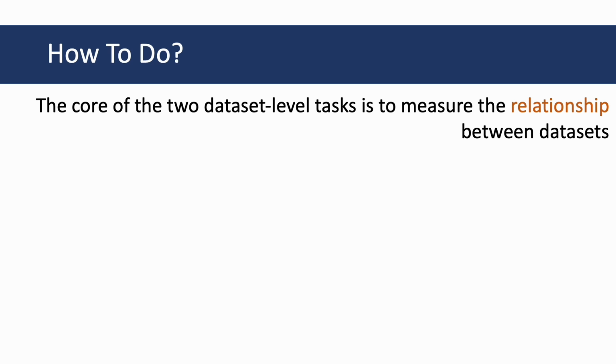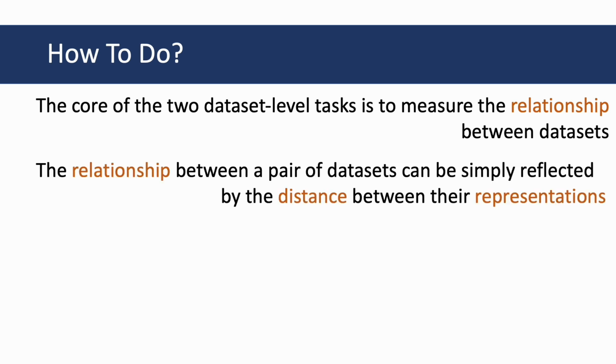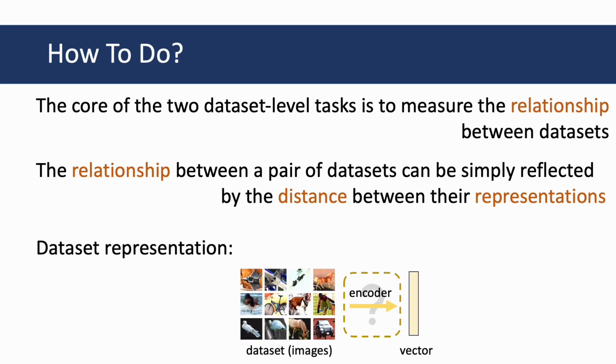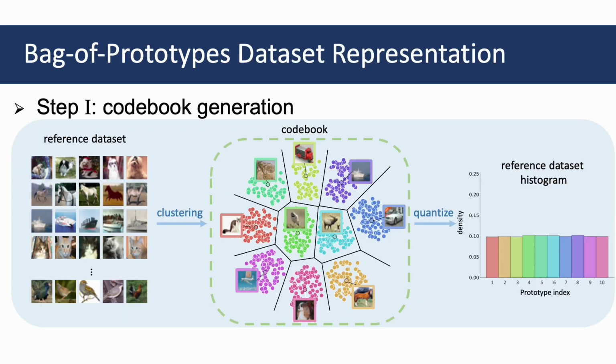The core of the 2 dataset-level tasks is to measure the relationship between datasets. And the relationship between a pair of datasets can be simply reflected by the distance between their representations. This means, to solve the 2 dataset-level tasks, we need to design an encoding method that vectorizes a dataset of images. To this end, we propose a bag of prototypes dataset representation. It consists of 3 steps.